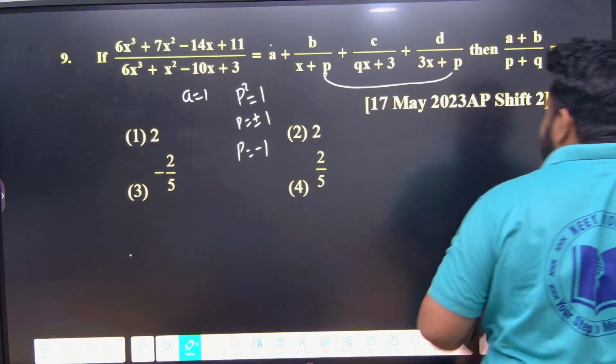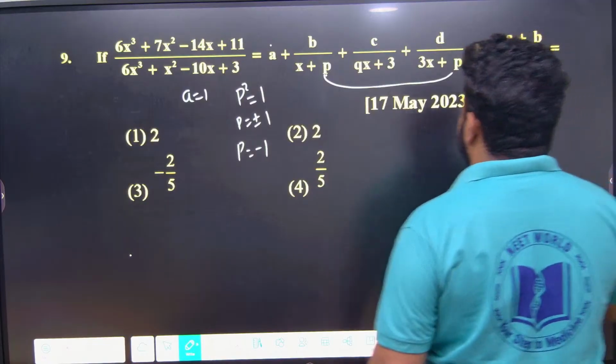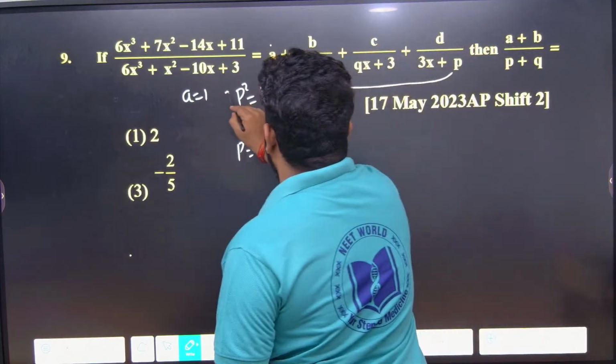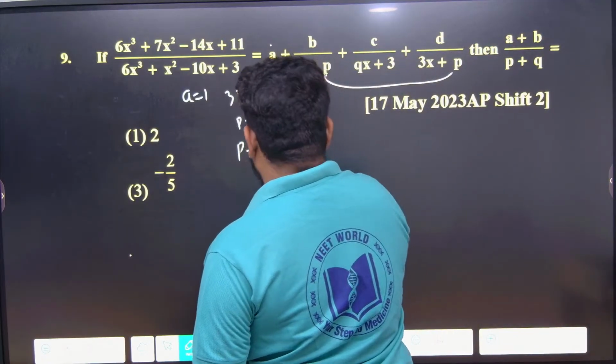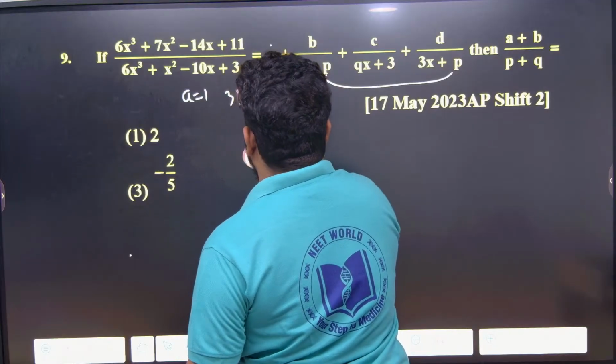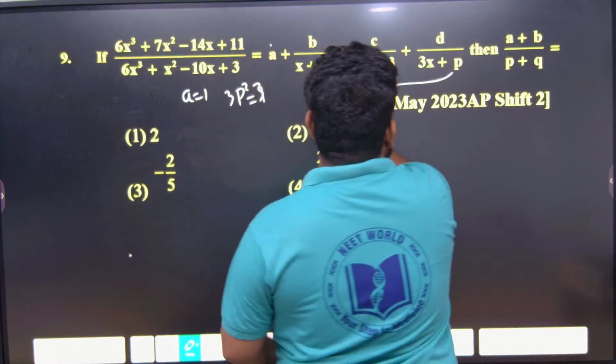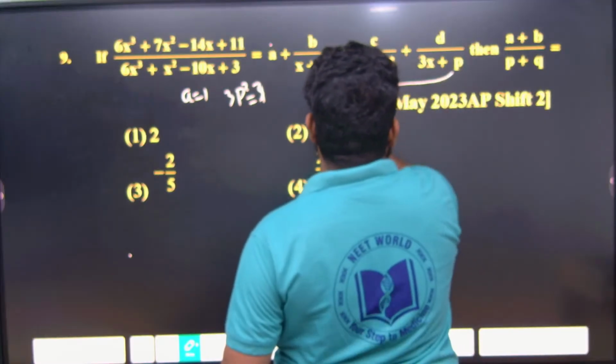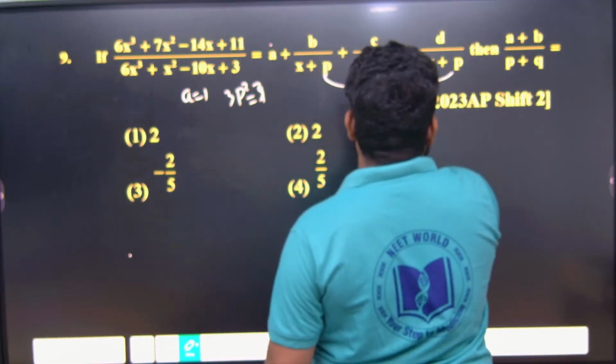Because what is happening here: if I multiply this and this, 3p square will be equal to 3. See here, if I multiply this and this, what am I getting? 3p square is equal to 3.